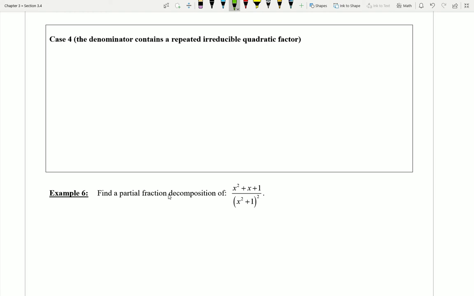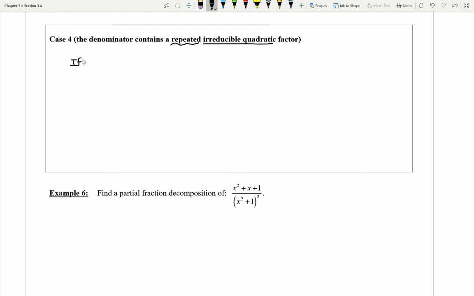Now let's take a look at case number 4. Again, each of our cases has just told us something new that we can observe occurring in the denominator of our fraction. Here we're going to see that we're still going to be dealing with irreducible quadratics, but now we're going to allow them to be repeated. This is actually going to be extremely similar, maybe even near identical to what we did when we had repeated linear factors. Let's see what this has.